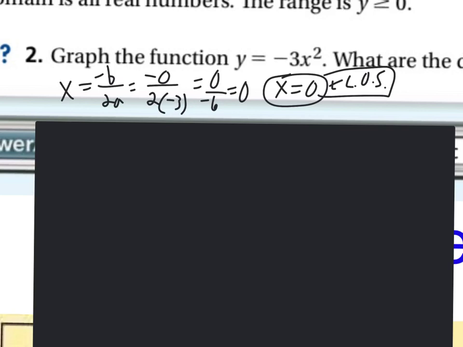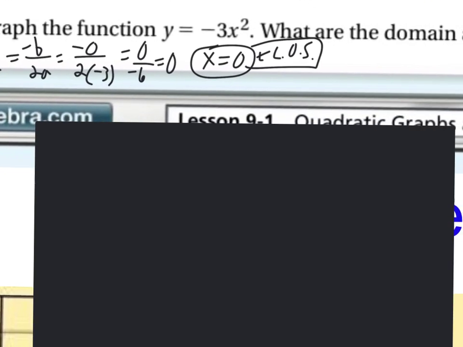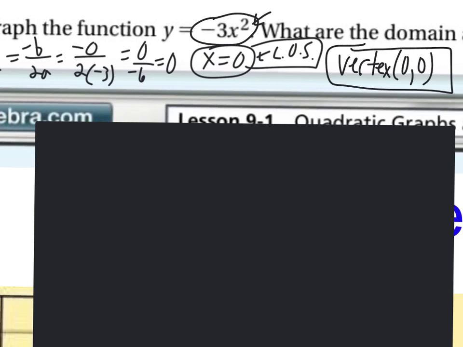So then our vertex is going to be on that line of symmetry, so it's going to be 0, something. If you put a 0 in place of the x, first of all, I'd do the exponent. So 0 squared, 0 times 0 is 0, and then negative 3 times 0 is 0. So 0, 0 would be our vertex, which is what they mentioned to us earlier. There's no x term and there's no constant. The axis of symmetry is going to be x equals 0, and the vertex is going to be 0, 0.